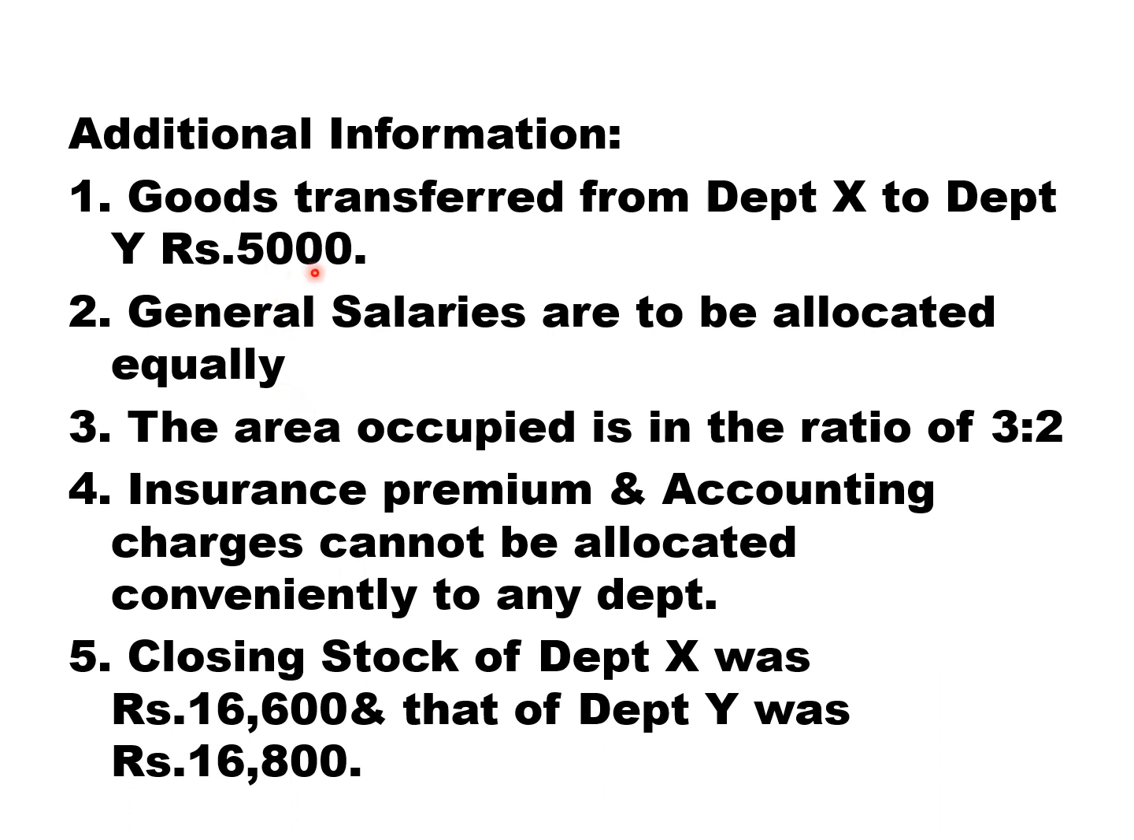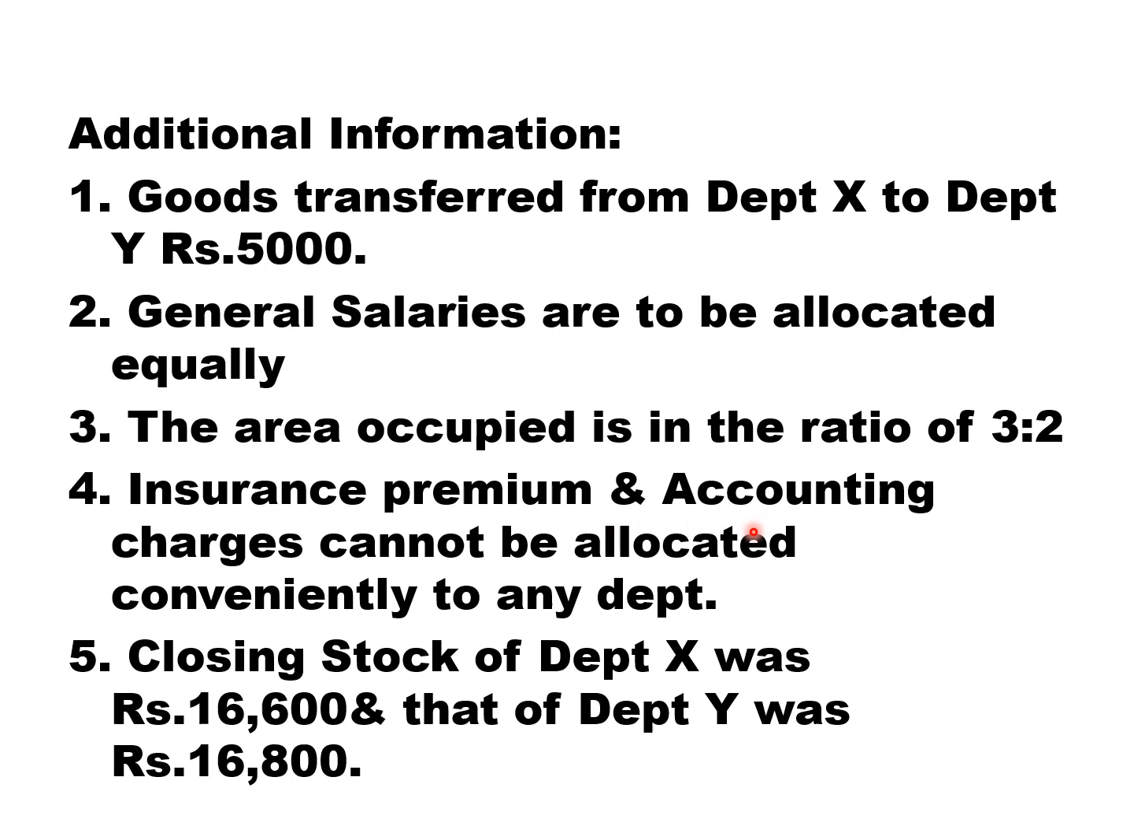Additional information: goods transferred from department X to department Y, it's 5,000. So X is a giver and Y is a receiver. So for Y, it's debit. For X, it's credit. General salaries are to be allocated equally, 1:1. The area occupied is in the ratio of 3:2. So distribute rent and rates in 3:2.